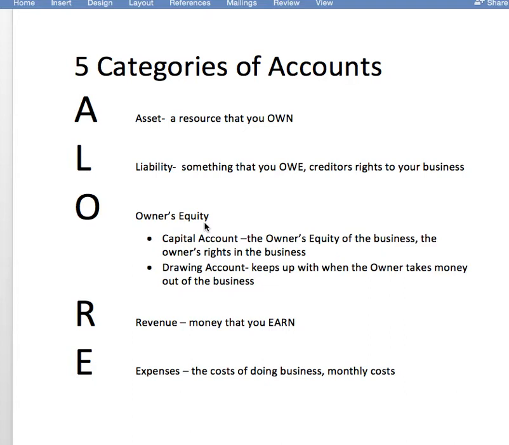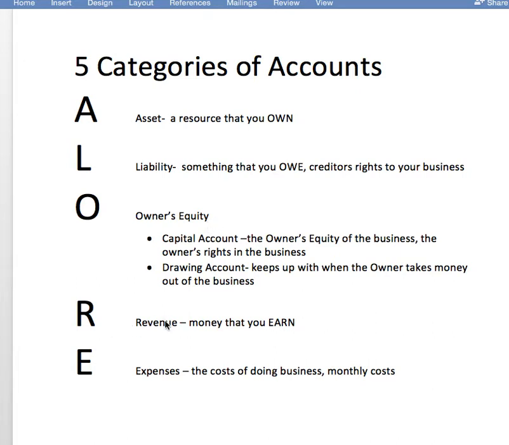Now you might be asking, where is stockholders' equity? Well, that's a great question, and that is an equity account, but stockholders' equity is when the company is owned by stockholders, and that would be a corporation. So we will talk about stockholders' equity later on.